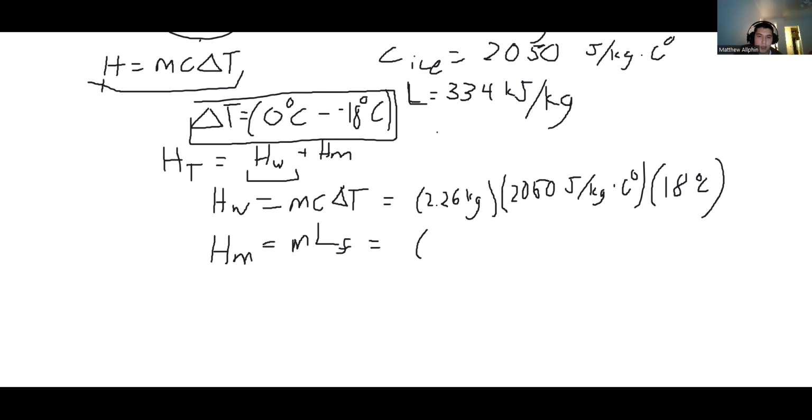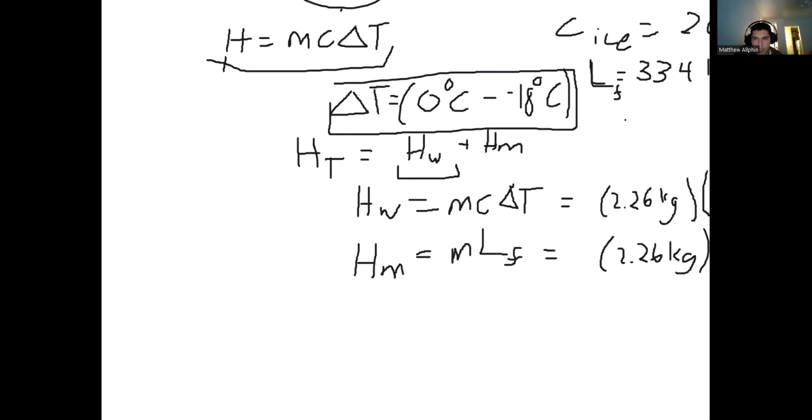So that would be 2.26 kilograms times the latent heat of fusion, which ends up being 334. Should write a subscript there, 334 kilojoules per kilogram. And now, let me make sure something really quick. I think I might have forgot. Oh no, this is just joules. Okay. So that's going to change my answer a little bit.